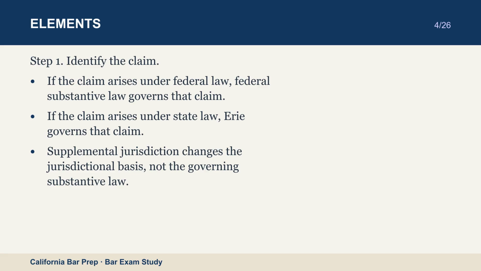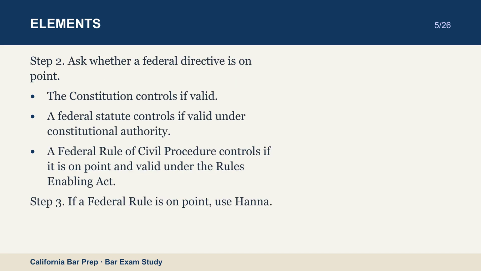Step 2. Ask whether a federal directive is on point. The Constitution controls if valid. A federal statute controls if valid under constitutional authority. A federal rule of civil procedure controls if it is on point and valid under the Rules Enabling Act.